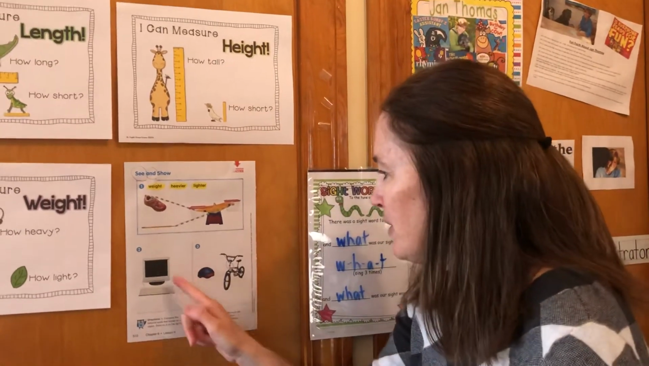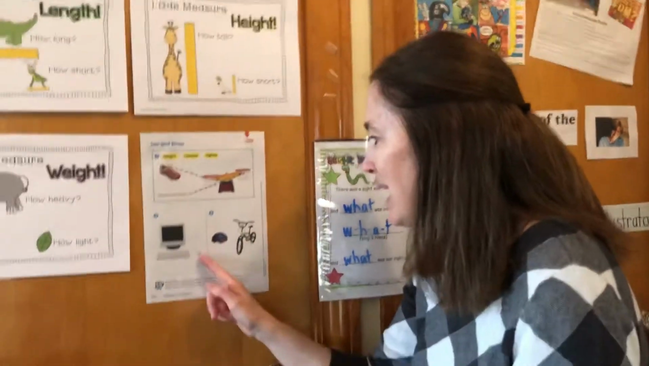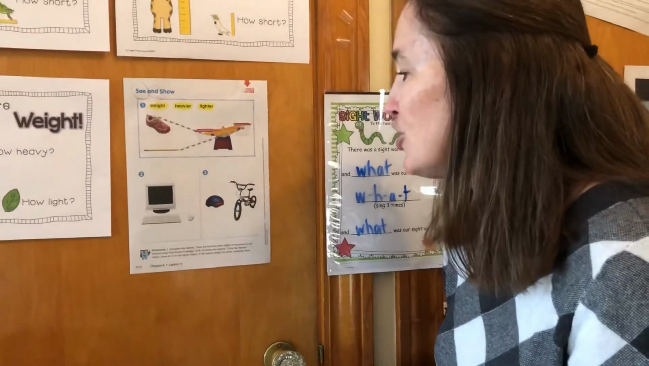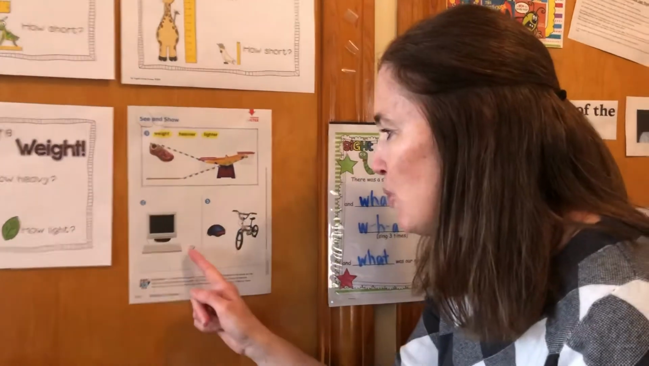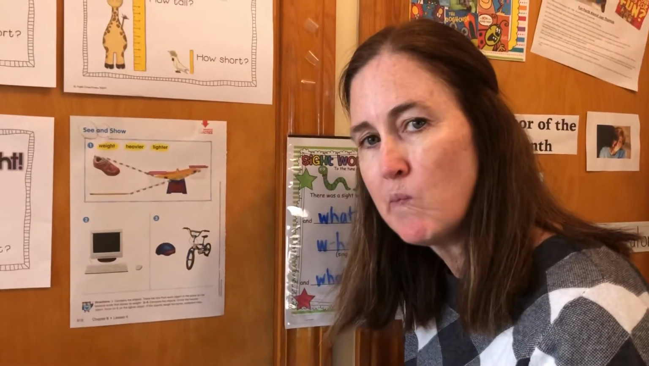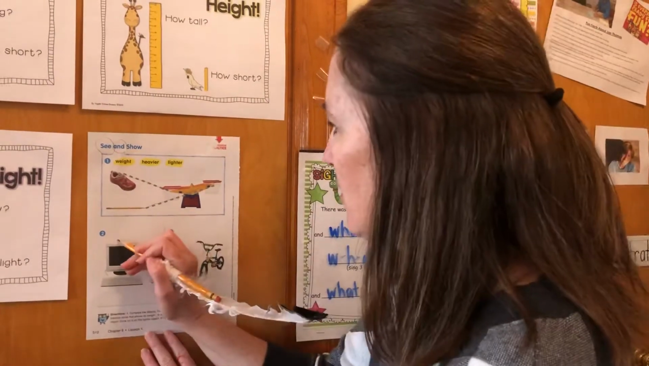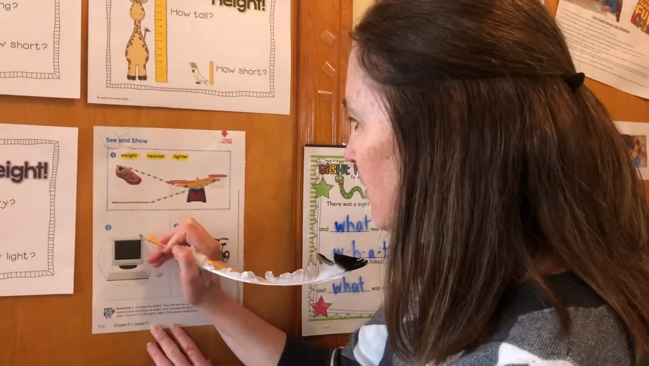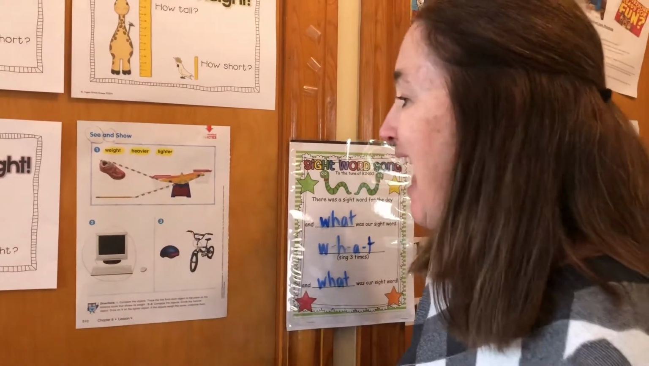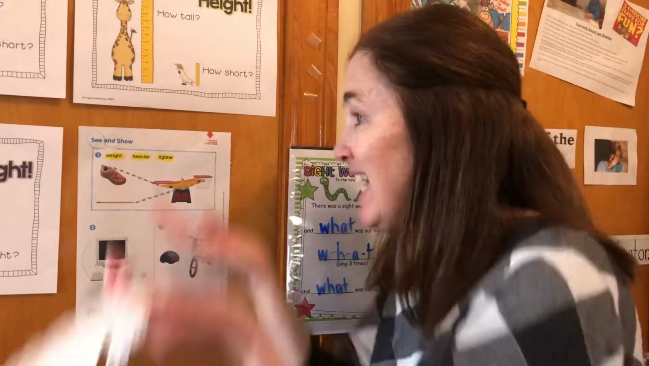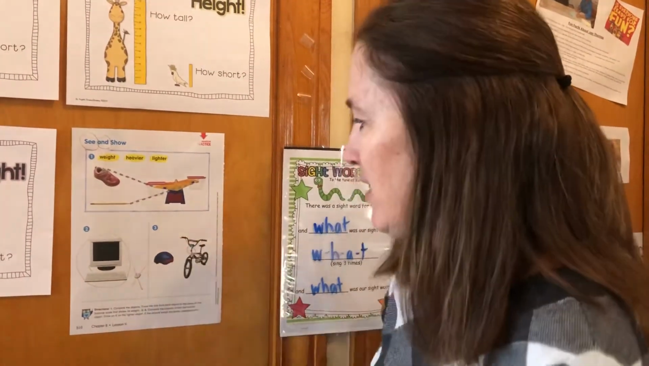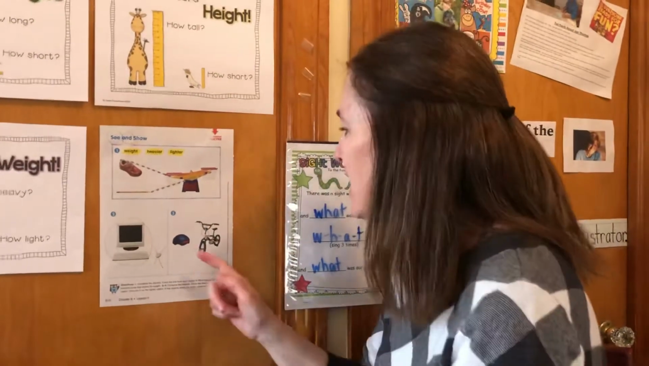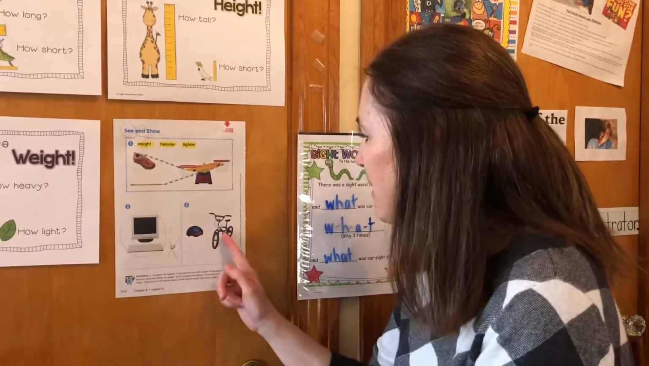Let's go to our computer and our mouse. It says compare the objects. Circle the object that is heavier. Which one do you think I should circle? Right, this big computer. Then it says draw an X over the lighter object, which is that little mouse right there. Awesome.